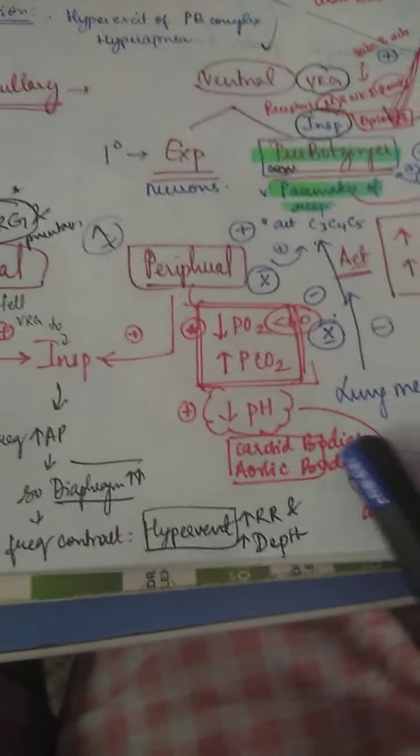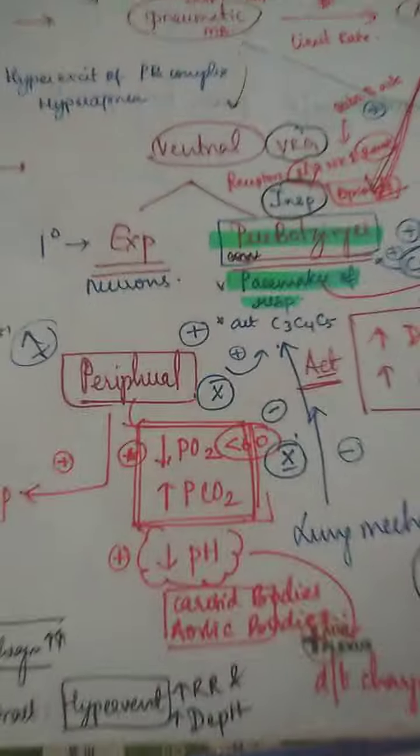The peripheral chemoreceptors are another type of receptors.